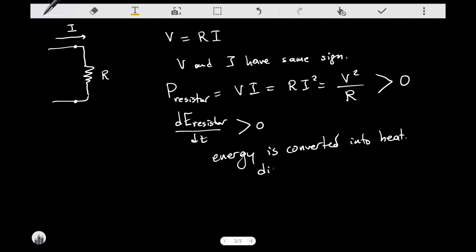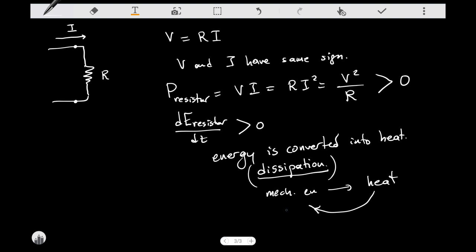That's actually a nice example of a process that we call dissipation. Energy is converted into essentially heat, and this process is always a one-way process. Mechanical energy is converted into heat, and according to the second law of thermodynamics, you can never do it in the backward direction. There's only a forward direction here. As a result, on a resistor, the power is always positive. A positive energy always goes into a resistor.